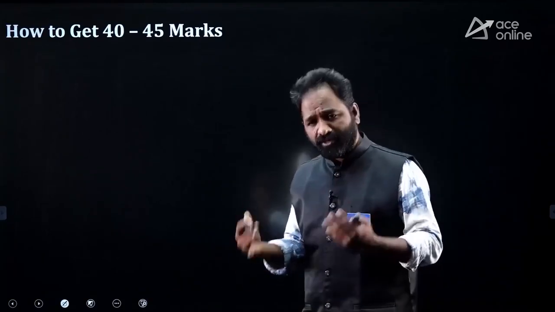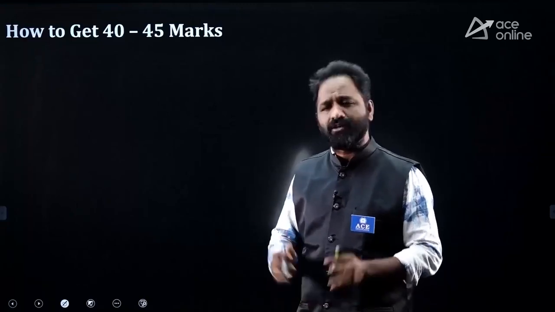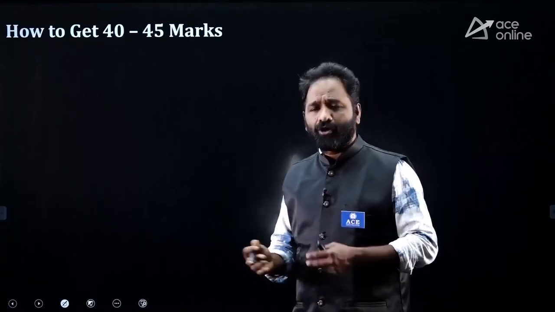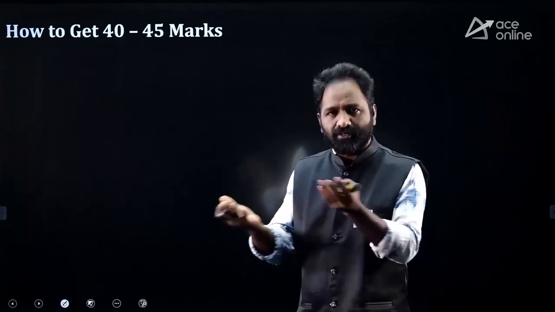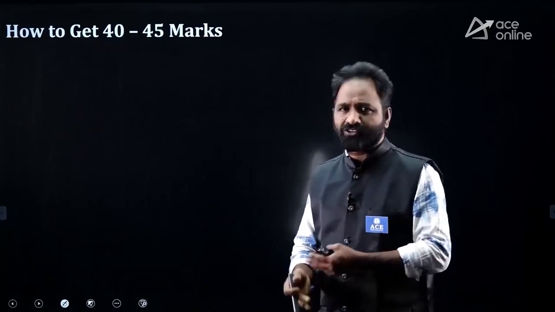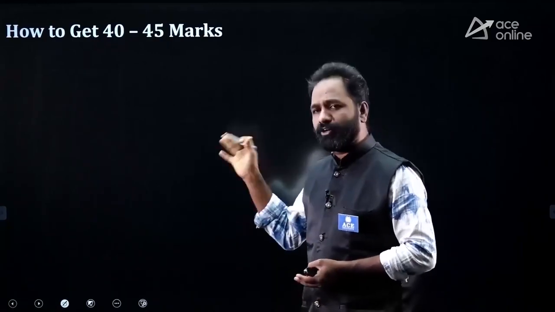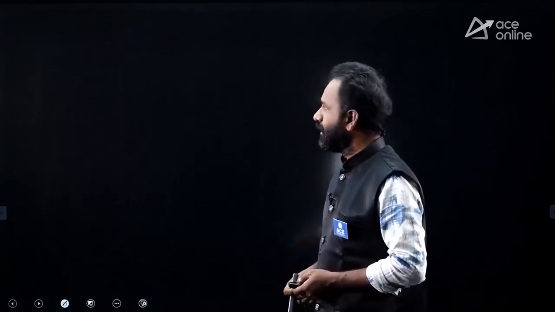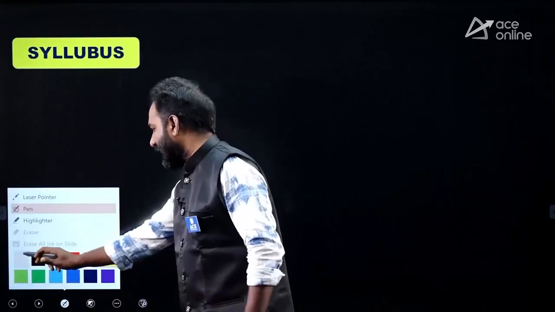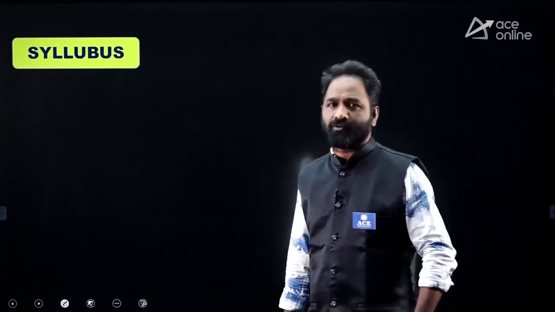Here, 40 to 45, definitely you are going to get the marks. 40 at least. I am not discouraging you, but sometimes the paper is very difficult, so based on that there is a chance of getting 40, but you can get 45 marks. How to get 45 marks? As a student, you should first have an idea about the syllabus. Most students make this mistake: straight away they listen to videos, purchase books and start preparing. No. Instead of that, first of all, have the syllabus.